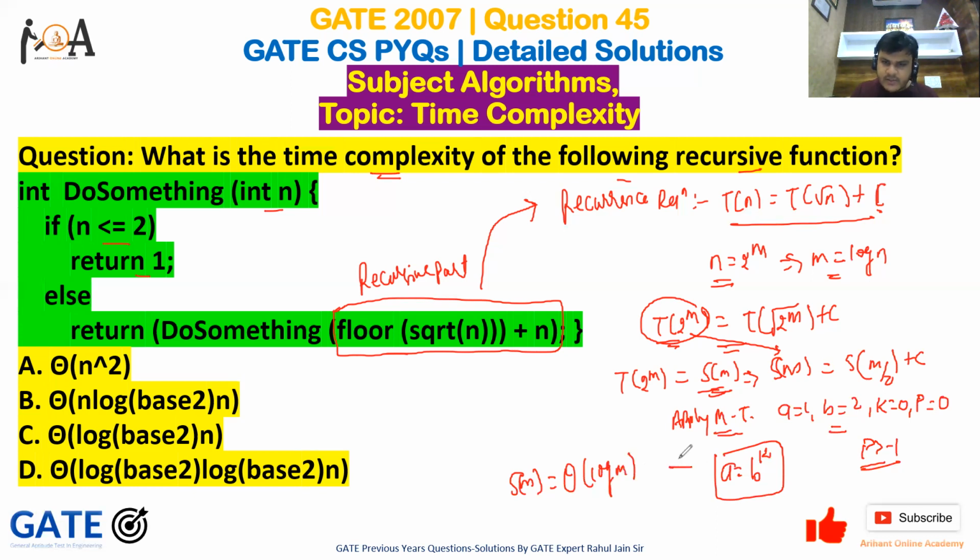You can generally use the rule of the master theorem. According to that, I can write theta of log m, and m is nothing but log n. So I can further write T(n) equals theta of log log n, because the value of m is log n. So the answer for this question is option D, log log n. The base is 2 because we are comparing n less than or equal to 2, and we have the under root operator, so 1 by 2. So option D is the correct answer for this GATE question.